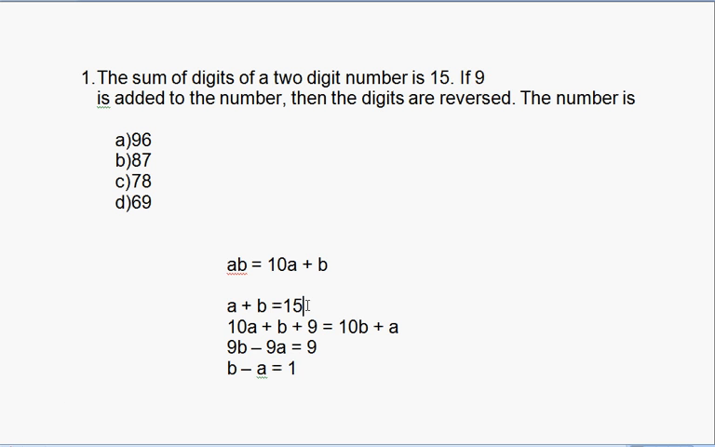So we have these two equations. We just add these two, A would get cancelled, and we would get 2B is equal to 16, which implies B is equal to 8. So when B is equal to 8, from this equation, put B is equal to 8 to get A is equal to 7. So AB, our number, is 78.